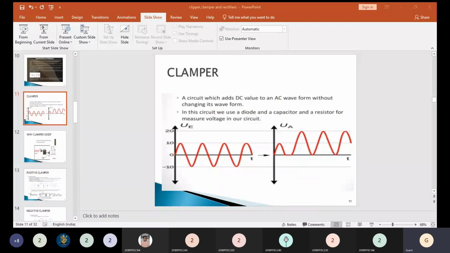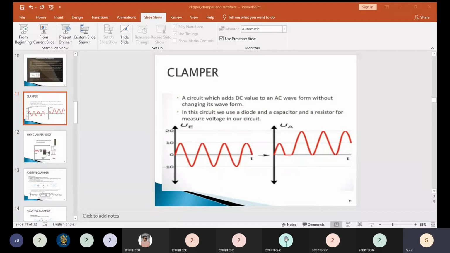Next is the output frequency for this. When the input is F in, the output is F out. Next is the full wave rectifier.